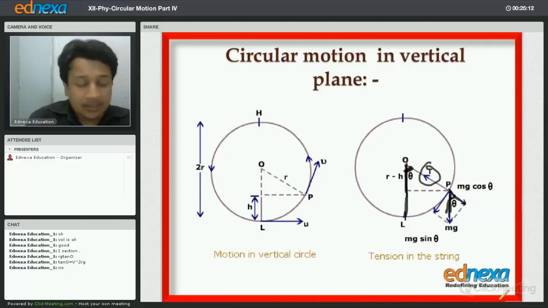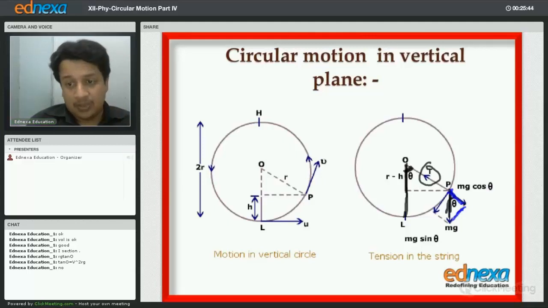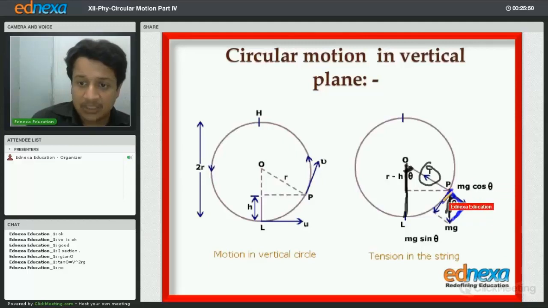So this line is mg cos theta, because it is adjacent, and the opposite side is mg sin theta, which is opposite to it. So mg sin theta. Then one is mg cos theta, another is mg sin theta. Now, what about mg sin theta? What is the direction of mg sin theta? See, when this is mg sin theta, obviously this is also mg sin theta. What is the direction of mg sin theta?